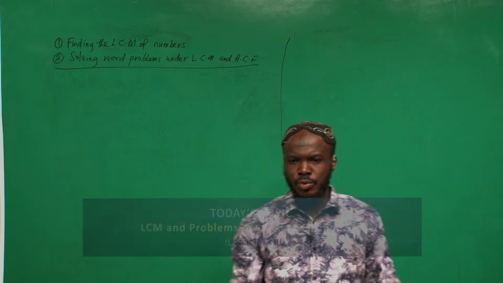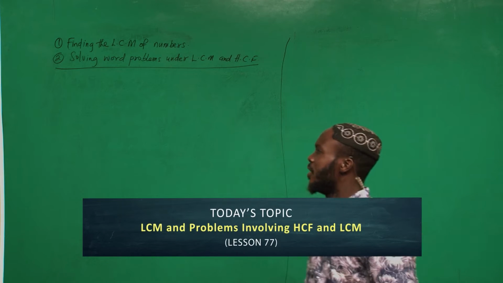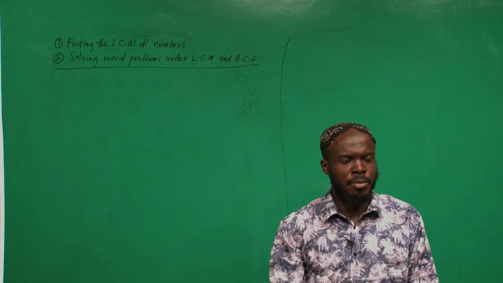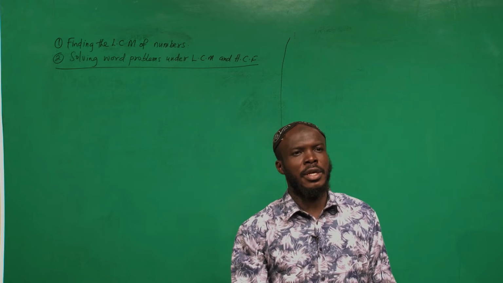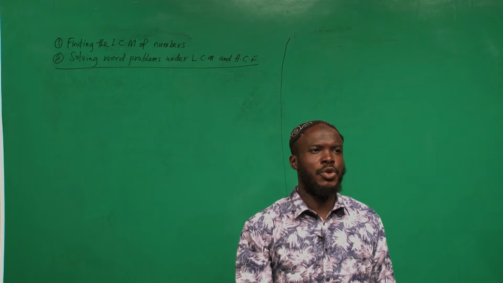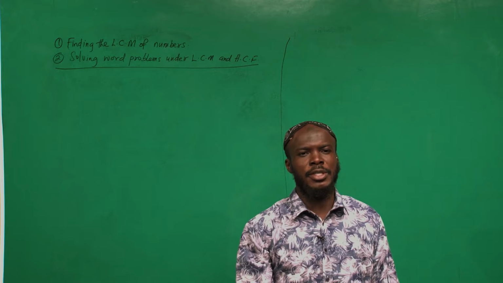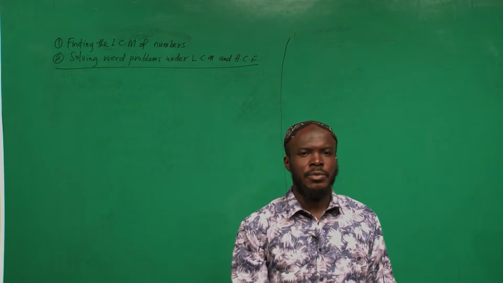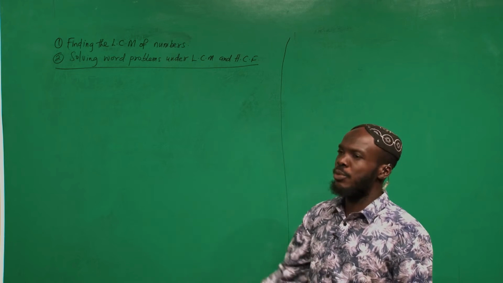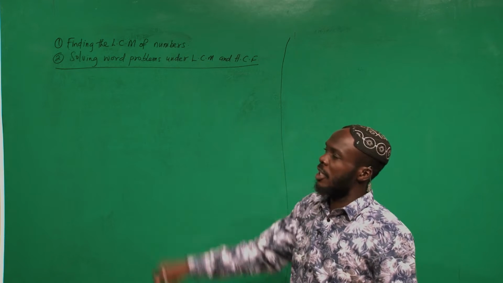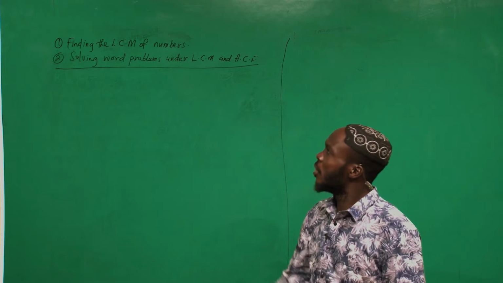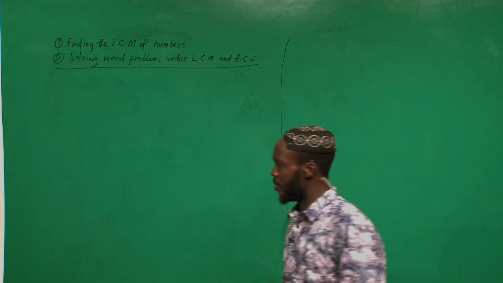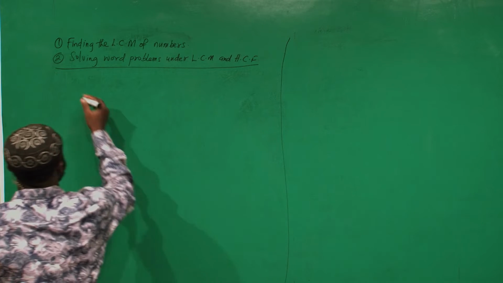At the other lesson, we learned how to find the HCF of numbers by using the method and the table method, where we use prime numbers to break down all the numbers till we get 1, 1, 1, then we get our HCF. Today also, we are going to use the same two methods to find LCM of numbers. Then later, we'll tackle solving word problems under HCF and LCM. Let's take an example.